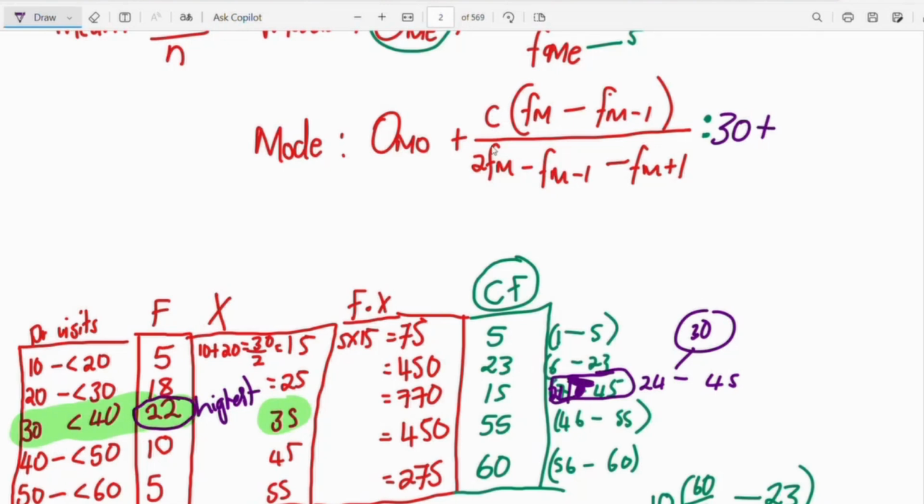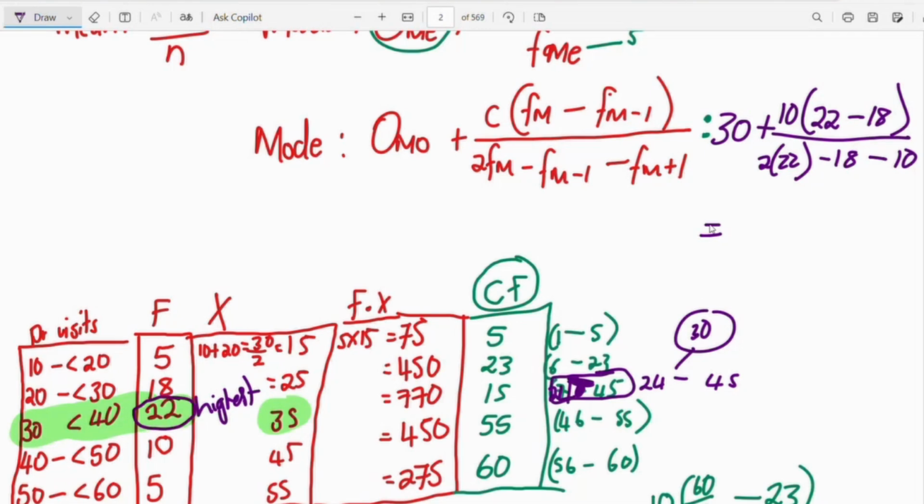Plus the C is the same as when we were calculating the median, so it's still 10. FM means it's the frequency that's the highest. The highest frequency is 22. Minus FM minus 1. The minus 1 just simply means before. FM, what was the number before FM? It's 18. Right? So FM plus 1 is the number after, which is 10.